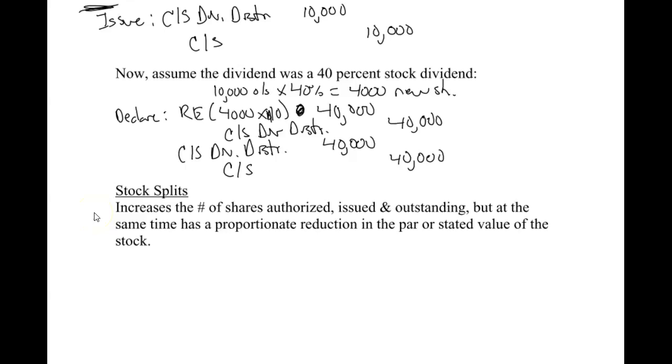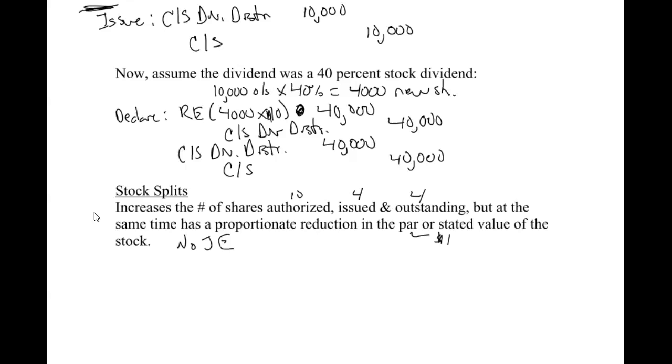All right, so stock splits. Stock splits are basically where we increase the number of shares authorized, issued, and outstanding, but at the same time we have a proportionate reduction in the par or stated value of the stock. At the stock split, there's no journal entry. We're essentially just rewriting our description of the stock. Remember, we have common stock with so many shares issued, outstanding, and authorized. Let's assume this number was 10, this number was 4, and this number was 4, and let's assume that the par value was $1.